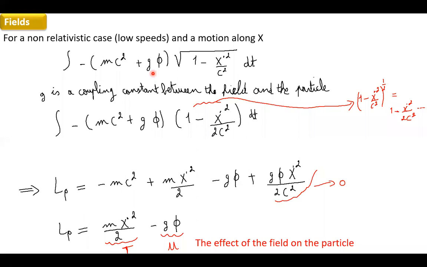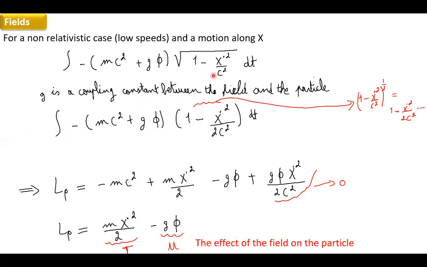So instead of putting only plus phi, let's say it's plus g of phi. It could be 1, but let's say g of phi times the radical of 1 minus x dot squared over c squared, times dt. So g here is called the coupling constant between the field and the particle. It is a coupling constant. Okay, so here it is the integral of minus mc squared plus g of phi.